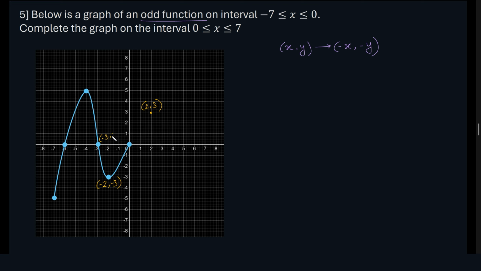For negative 3 and 0, we have 3 and 0. For negative 4 and 5, we have 4 and negative 5. For negative 6 and 0, we have 6 and 0. And for negative 7 and negative 5, we have 7 and 5.